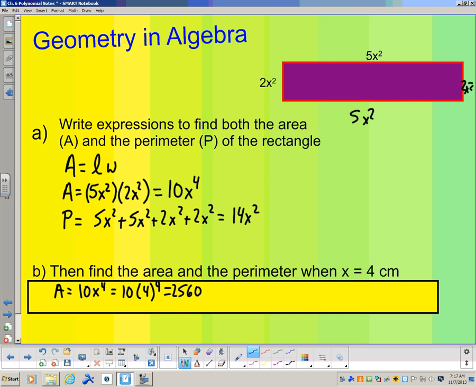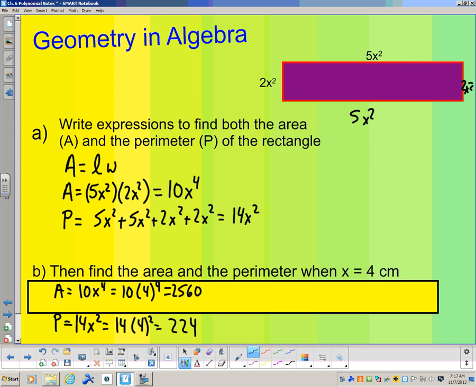And then the other part here says to go ahead and find the perimeter. So I'm going to take my perimeter answer from part A, which was 14x to the 2nd. And then I'm going to substitute x equals 4 in there. So now I can take 14 times 4 squared, and I get 224. And now I'm going to have to label my answers.